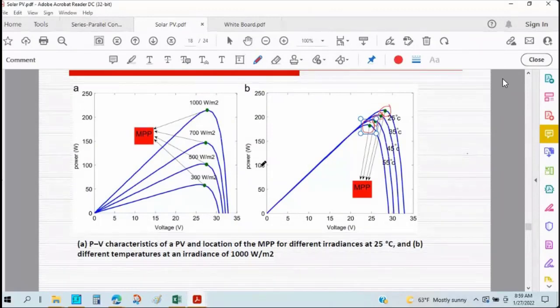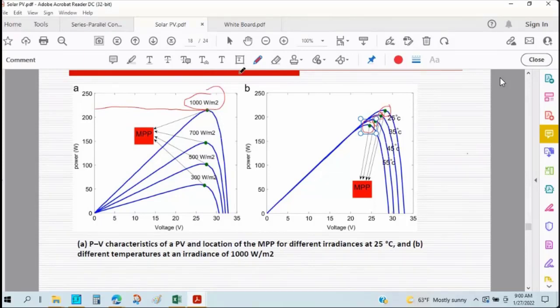If we operate the solar cells or the solar panels at different voltages, we will get less power from the solar panel. So we should apply some external way so that we can get the maximum power from the solar panel. Suppose the irradiance rate is 1000 watt per meter square. In that case, the maximum power is like this one, 220 or 225 watt.